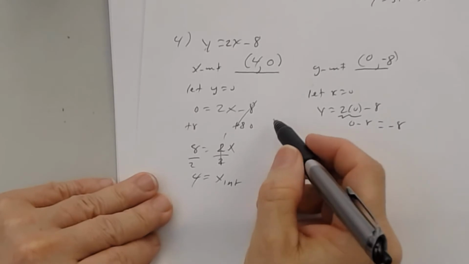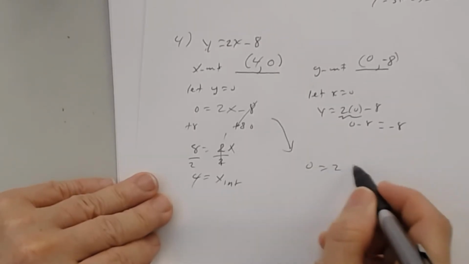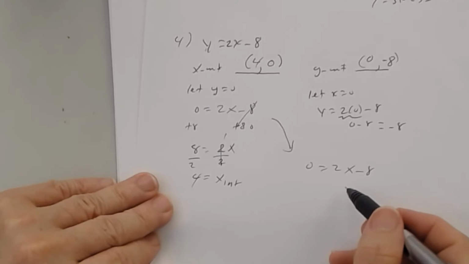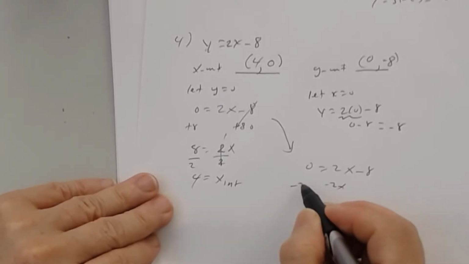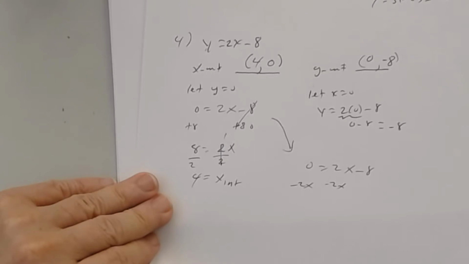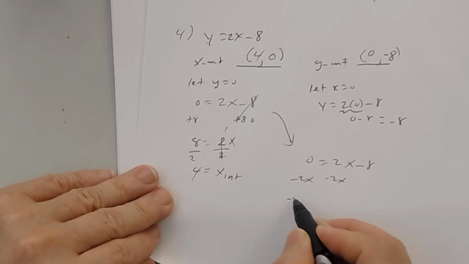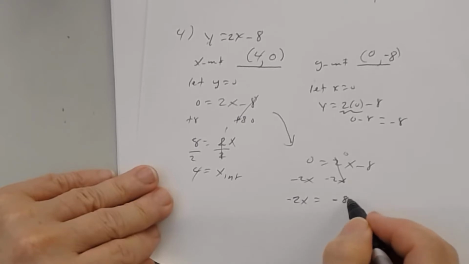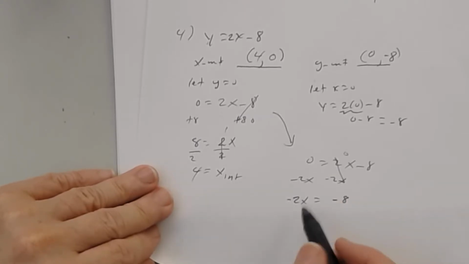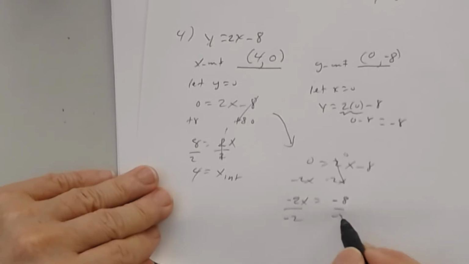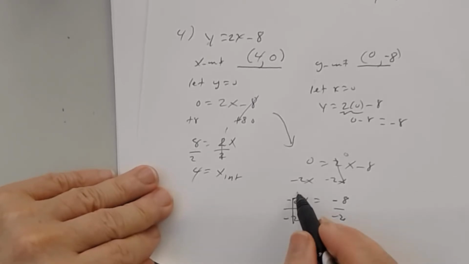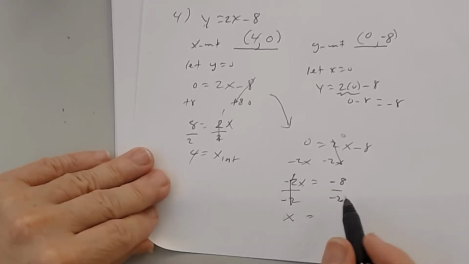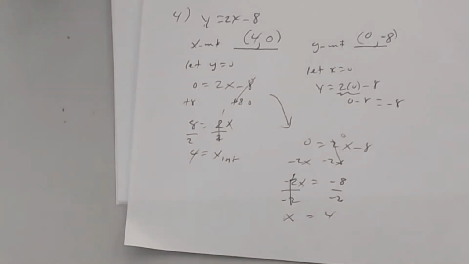Now, remember how we added 8 to both sides? Someone else could have subtracted 2x from both sides. Does not matter. You could have done that. You get 0 minus 2x is negative 2x. Negative 2x equals, these cancel out. What's left? Negative 8. But then to get x by itself, you have to divide both sides by negative 2. Negative 2 divided by negative 2 is a positive 1. 1 times x is x. And then remember, a negative divided by negative is a positive. 8 divided by 2 is 4. So you get the same thing.